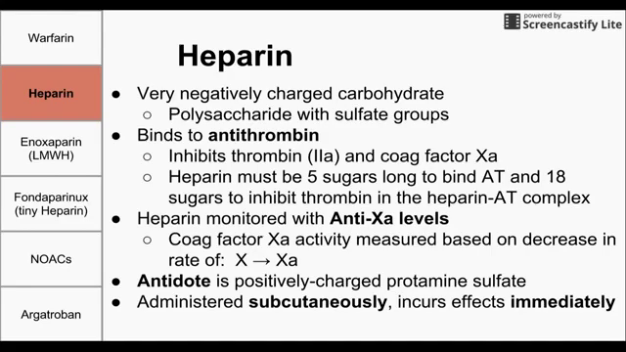In order to monitor how much heparin is in the body, you can watch it with anti-10A levels, which is an assay done in the body. It's coagulation factor XA activity that is measured based on the reaction 10 to 10A and how much that reaction rate is decreased when you add the patient plasma containing heparin to that reaction. You can also monitor heparin with the PTT, blood coagulation assay, and that's worth knowing as well.